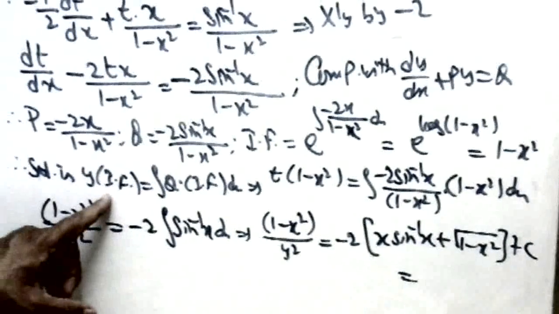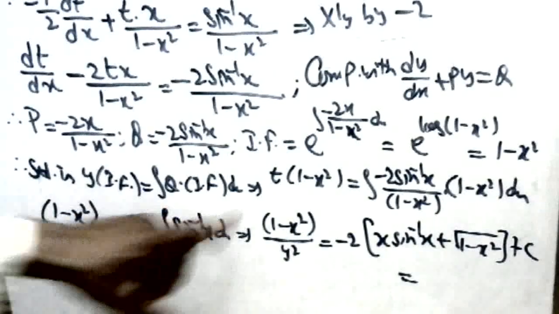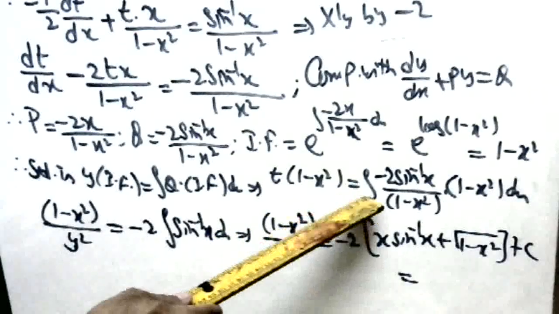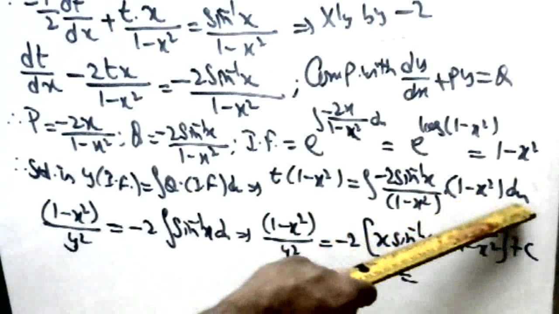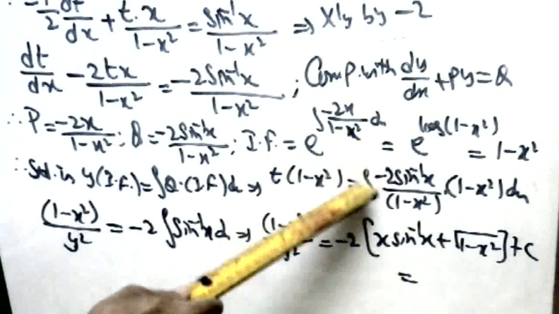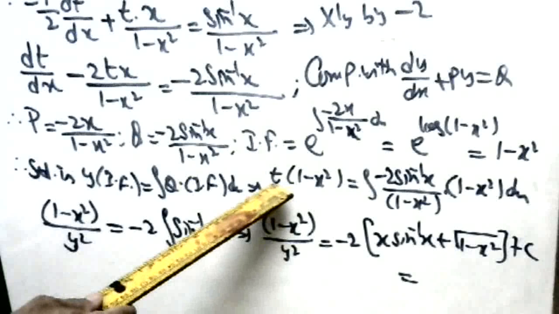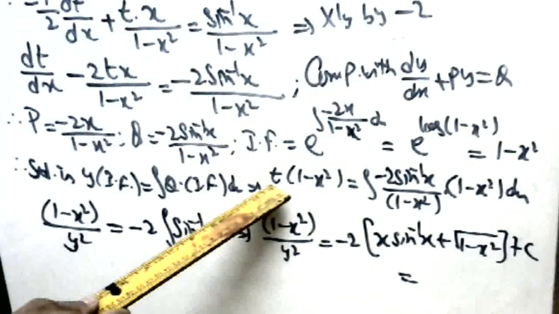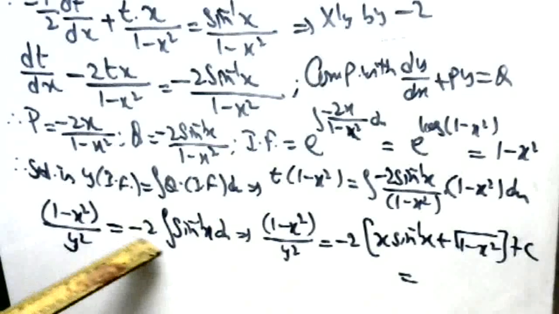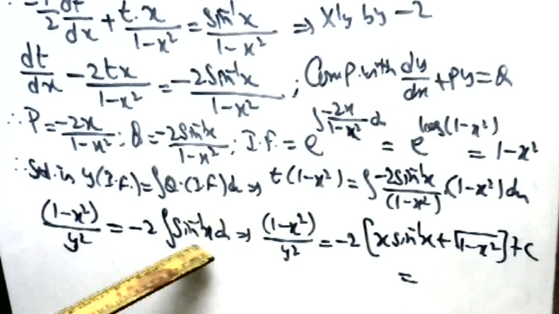Now the solution is y into integrating factor equals integration of q into integrating factor dx. In place of y, we are having t into integrating factor equals integration of q into integrating factor dx. 1 minus x square, 1 minus x square will get cancelled. You take out 2 outside, and the next thing is you keep in place of t the value of t. The value of t is what we supposed: 1 by y square.